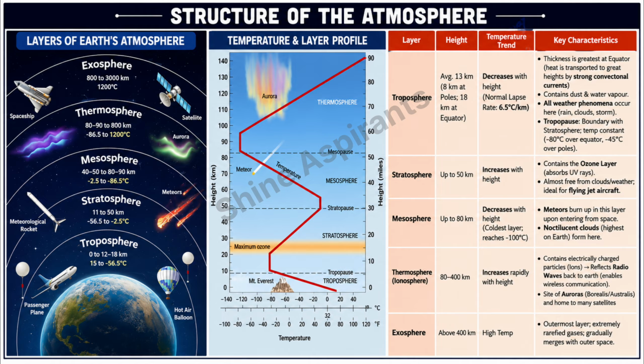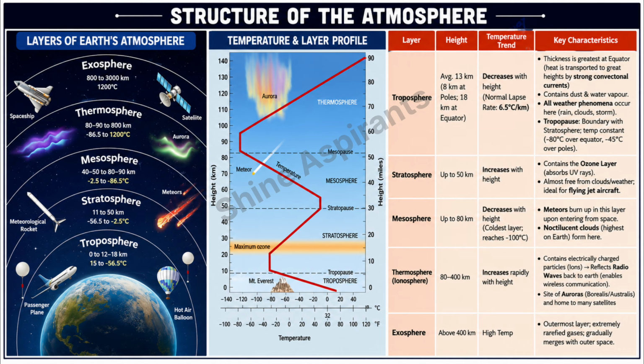Key characteristics. Thickness is greatest at the equator because heat is transported to great heights by strong convectional currents. Contains dust and water vapor. All weather phenomena occur here: rain, clouds, storms, cyclones. Tropopause, boundary with stratosphere, temperature is constant at -80 degrees Celsius over equator and -45 degrees Celsius over poles.